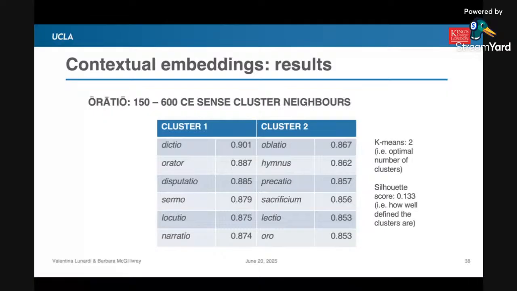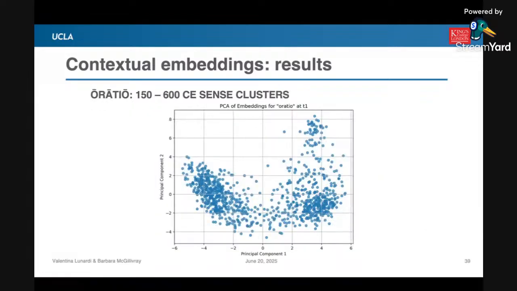And I think this is where it gets interesting for this word, because with the static embeddings, we didn't pick up on the prayer meaning at all, but with the contextual embeddings, we do. So if we look again at the nearest neighbors, for cluster 1, we've got only meanings related to speech, and for cluster 2, we've got Christian meanings related to prayer and offerings and stuff like that. So that's good going. I think this is a picture of the classes.